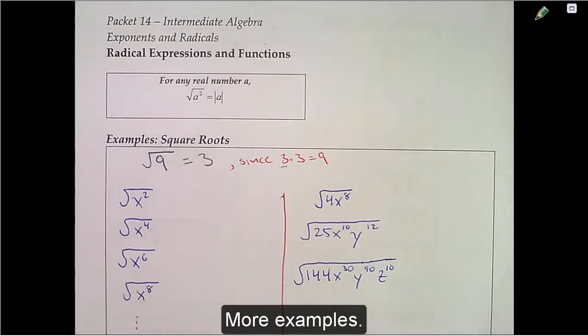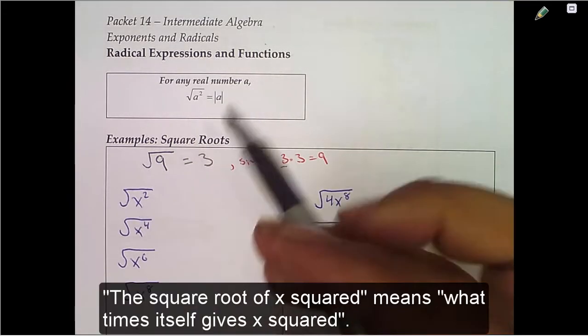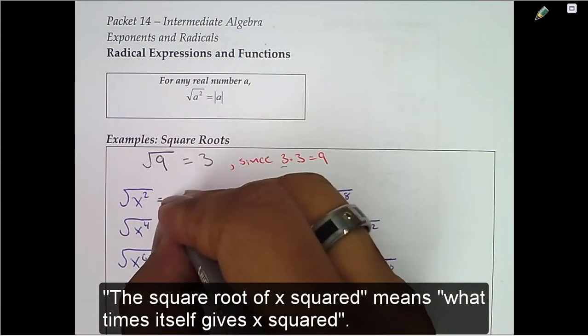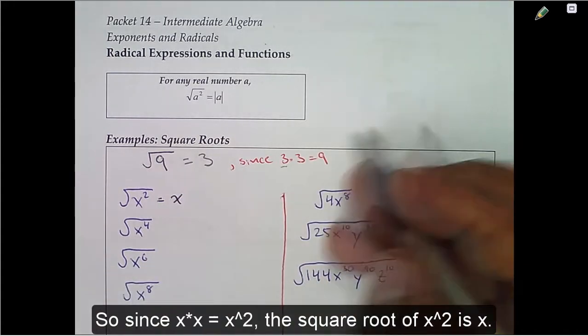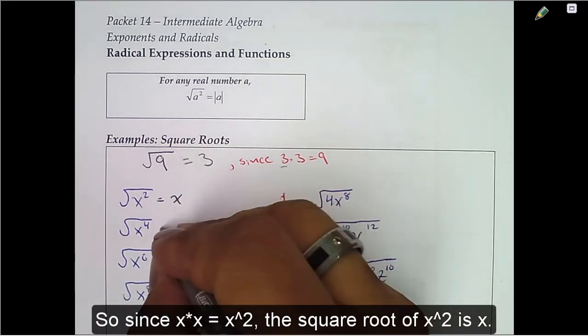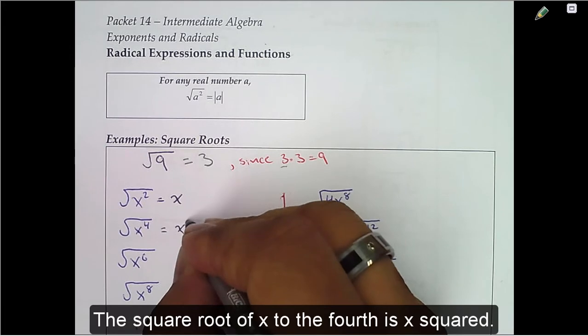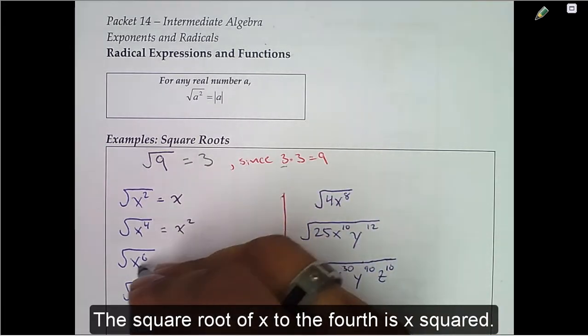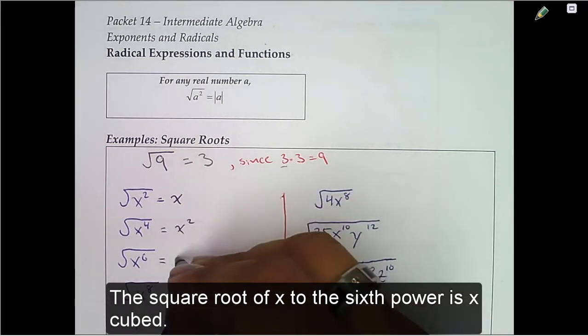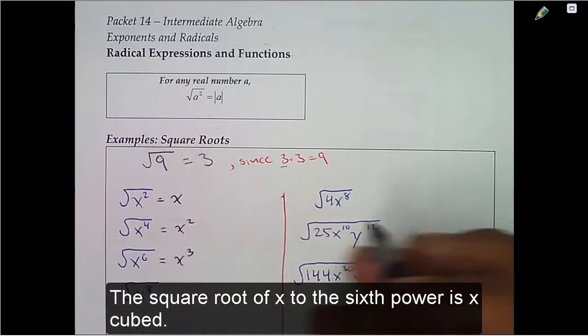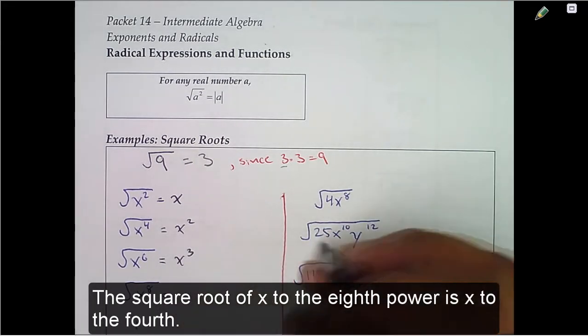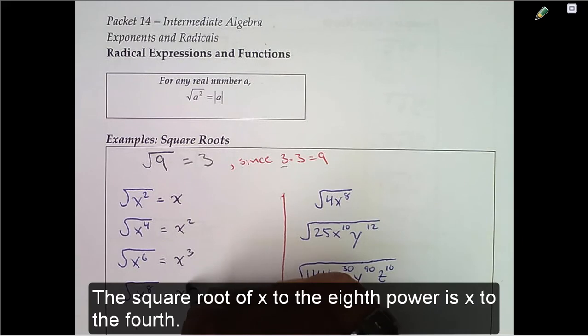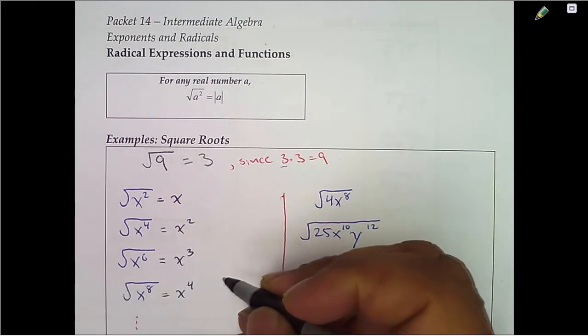More examples. Square root of x squared means what times itself gives x squared. So since x times x is x squared, the square root of x squared is x. The square root of x to the fourth is x squared. The square root of x to the sixth power is x cubed. The square root of x to the eighth power is x to the fourth.